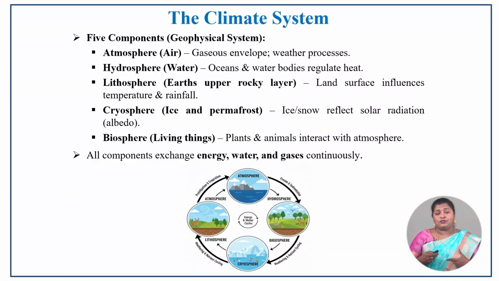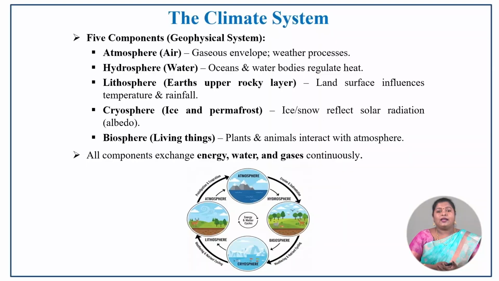Next one is the lithosphere. The lithosphere is also known as the terrestrial surface. It is the solid part above the Earth's surface, that is the upper crust and the uppermost part of the mantle. Both these layers are considered the lithosphere. It influences the temperature and rainfall pattern of a region. Next one is the cryosphere. The cryosphere is the ice and permafrost regions. It is most important for reflecting solar radiation, which we call albedo.